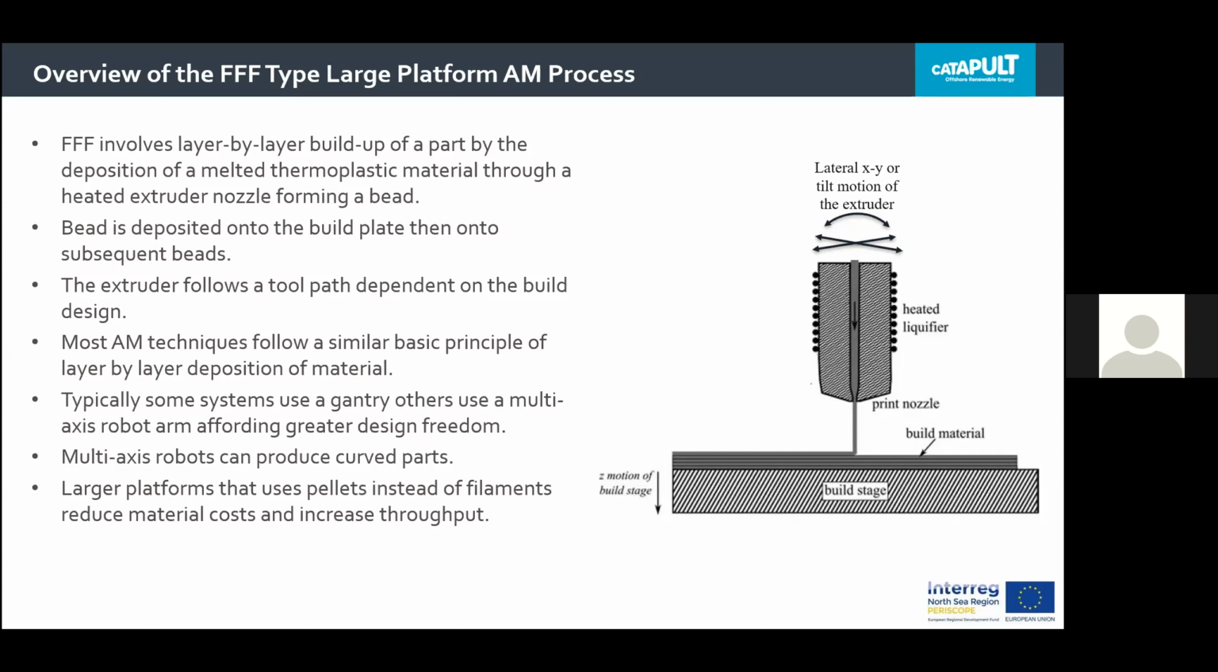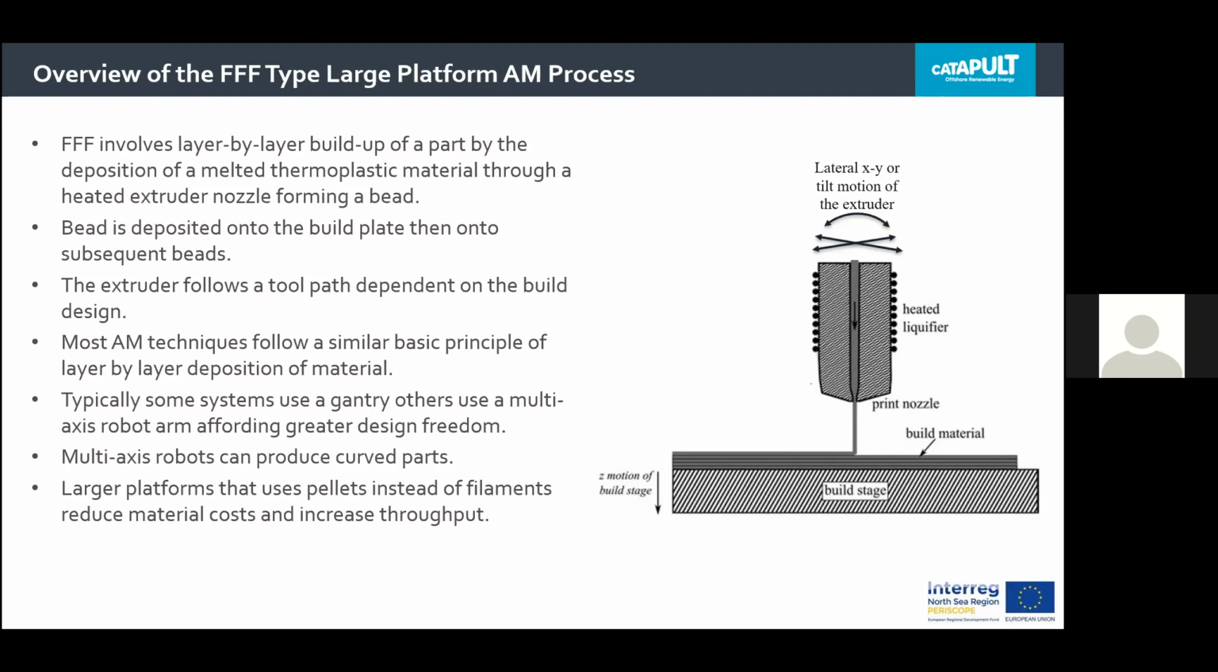So basically most AM technologies are based on this type of layer by layer build. The extruder, in the case of a gantry system, will usually move in a lateral XY motion. However, if you have a 6-axis robot, you have much more complex geometric flexibility. So you're not limited to lateral XY movement, and you are able to produce curved parts, for example.